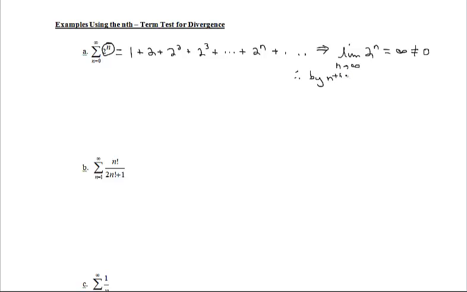And it's always good to say what test you're using. By the nth term test for divergence, the series diverges. Because you've shown that the limit of the nth term does not equal 0.